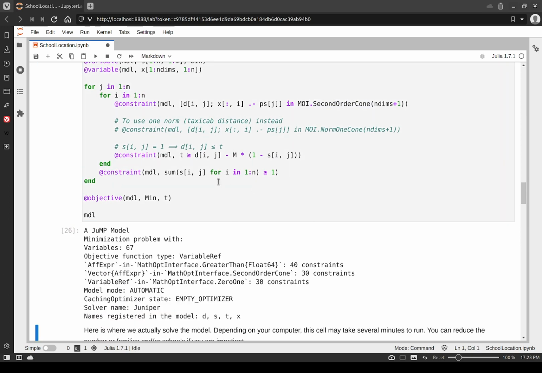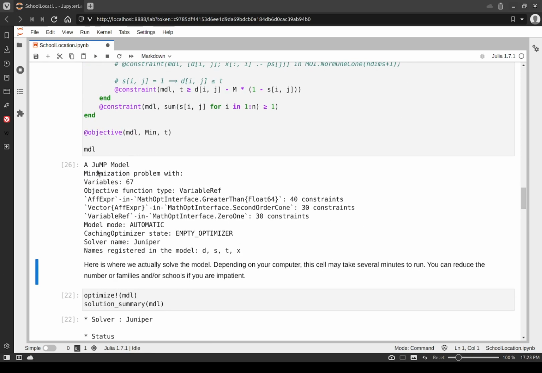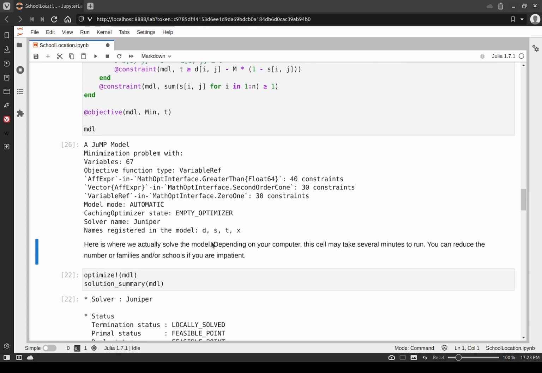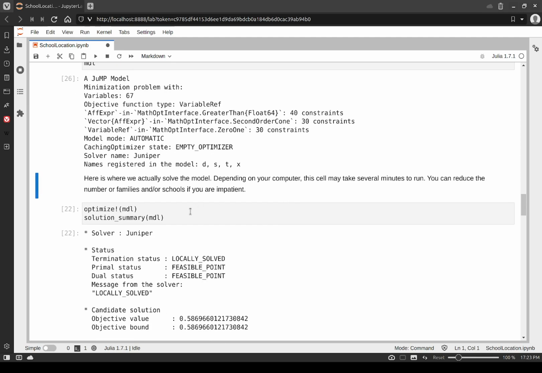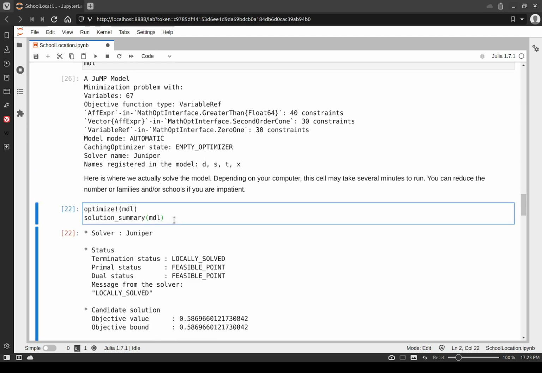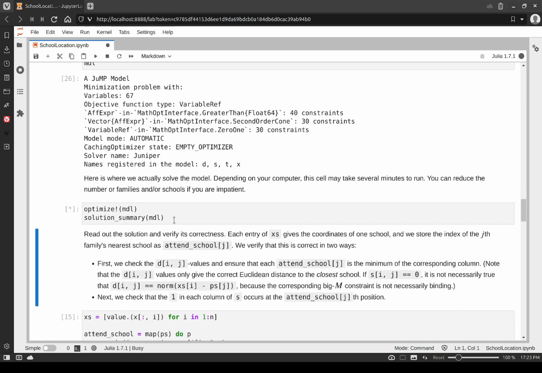So if I run this cell, it's not solving the problem yet. This is just constructing the model, and it prints some information about the size of the model, the kinds of variables it has in it, and the number of constraints. And then this cell is the one that actually solves the model. If you have 20 schools, it can take several minutes, but this one I think will only take 4 or 5 seconds. Let's check it out.